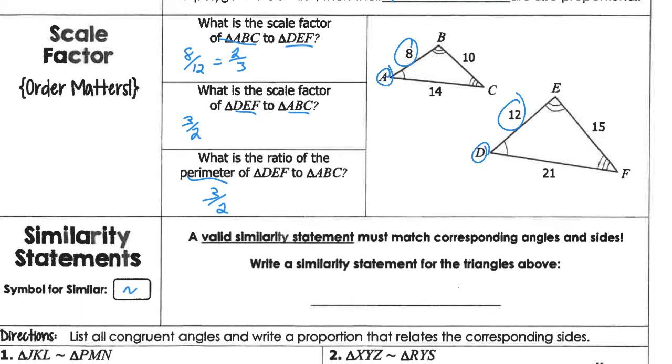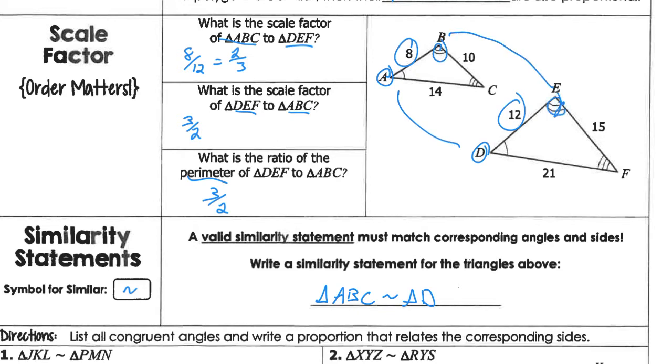So A is going to be matched with D. So I'm going to say triangle ABC. The first order doesn't matter, but the second order has to match it. So I said A is matched with D, so I'm going to have to start with D. And then B is matched with E.